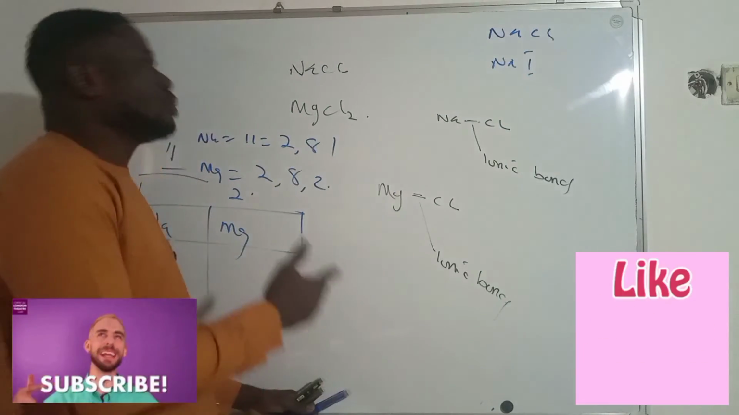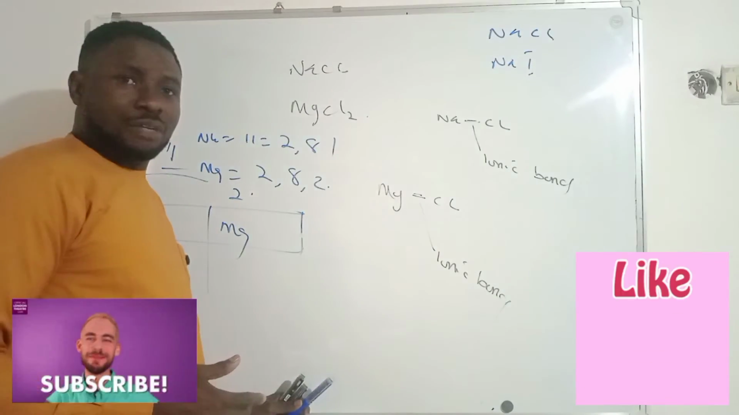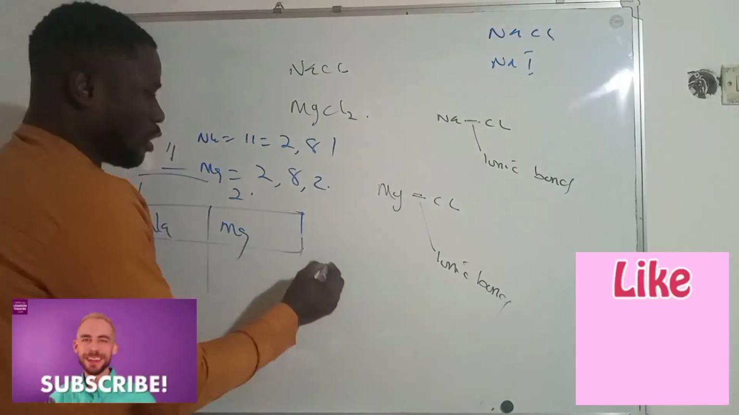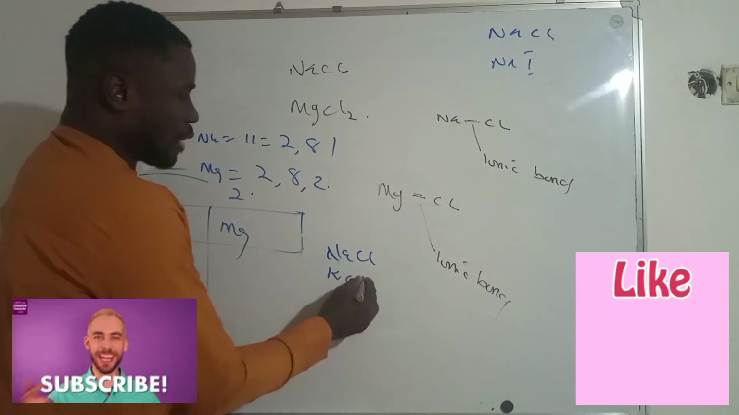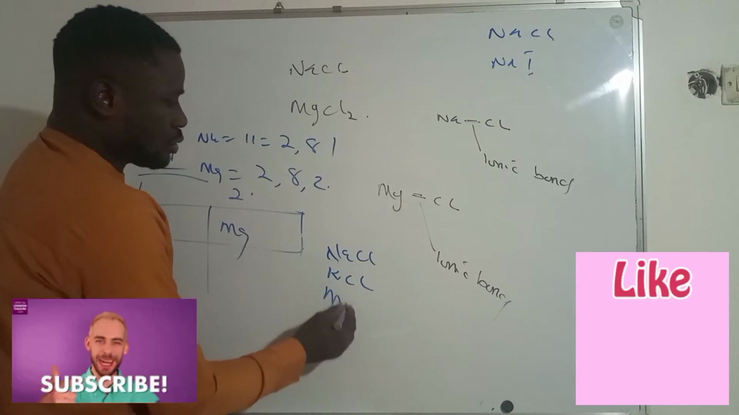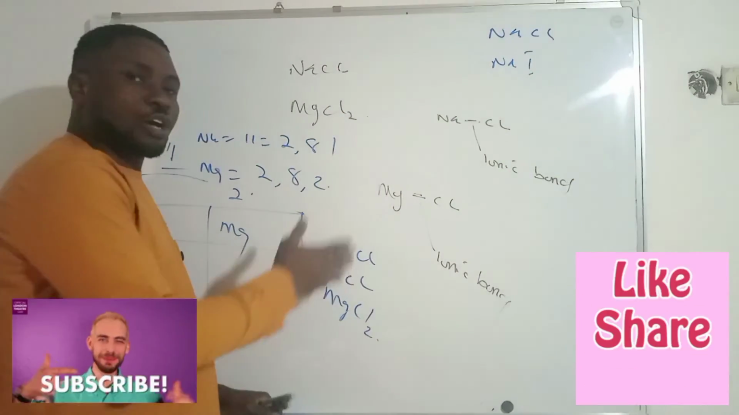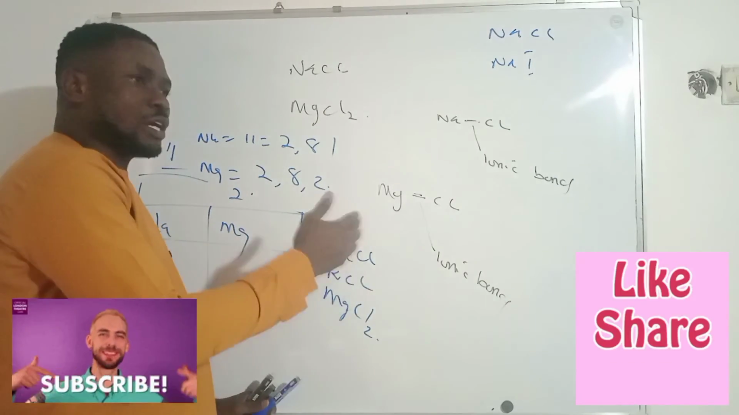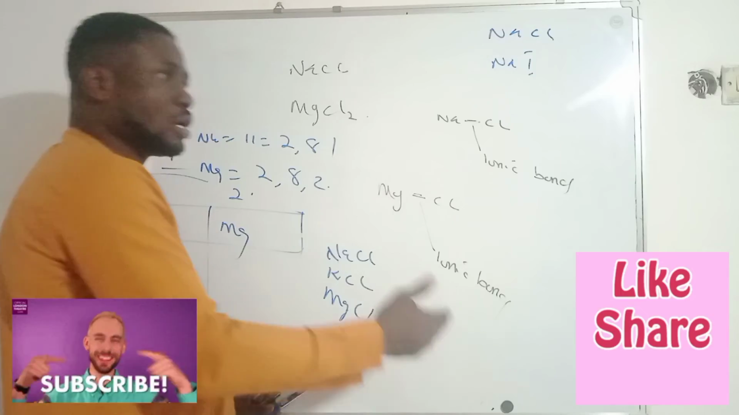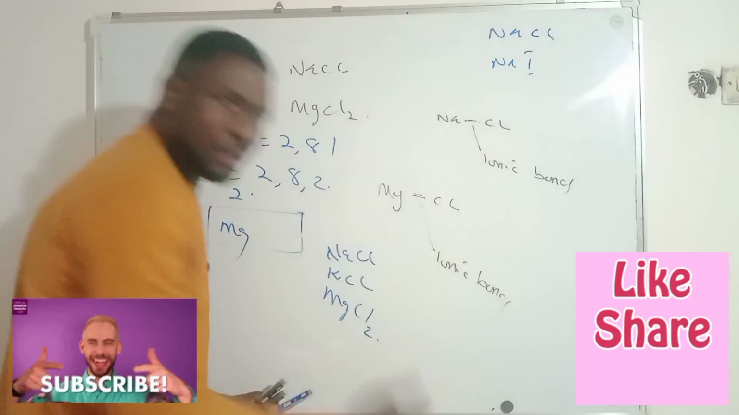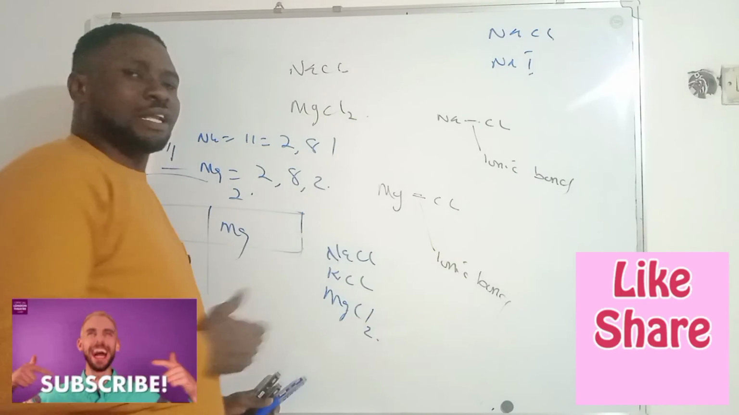Sometimes they can ask you, arrange the following in order of increasing conductivity. For instance, you're given compounds like sodium chloride, potassium chloride, and then magnesium chloride. And you're asked to arrange these in order of increasing conductivity, or in order of increasing ionic bond strength, or in order of increasing melting point, or increasing solubility. All those things I've mentioned are properties of an ionic compound.